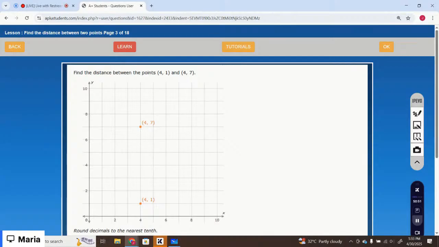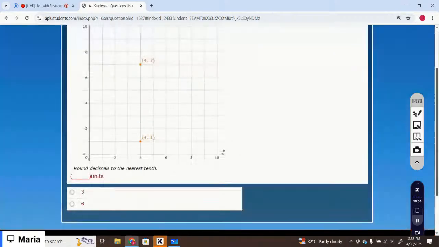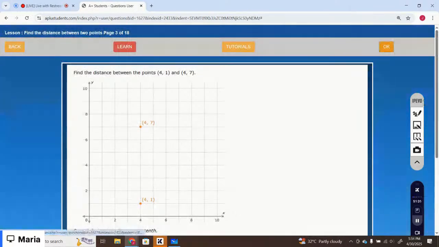Find the distance between the points 4, 1 and 4, 7. So which is the correct option? The correct option is option number 2. The distance between the 2 points is 6 units. Option number 2 is the correct option. That is 6 units.